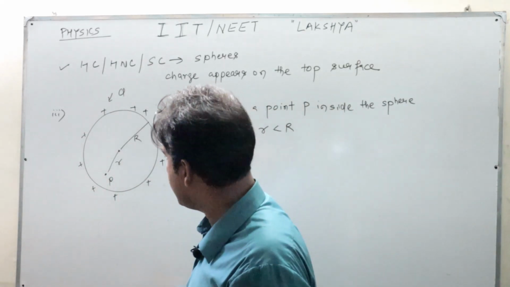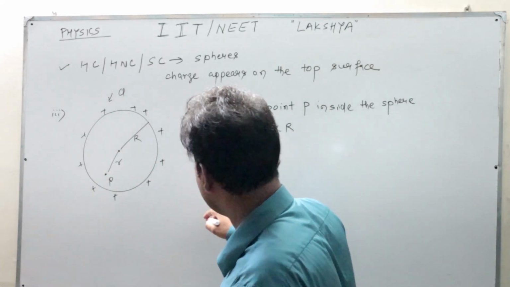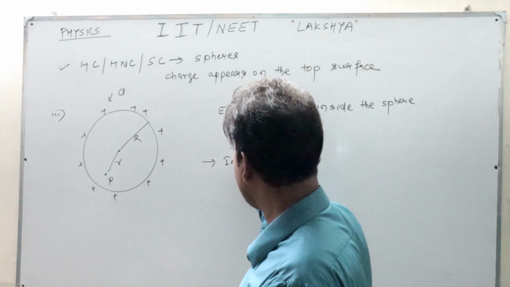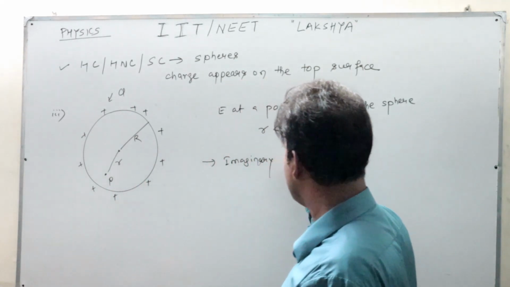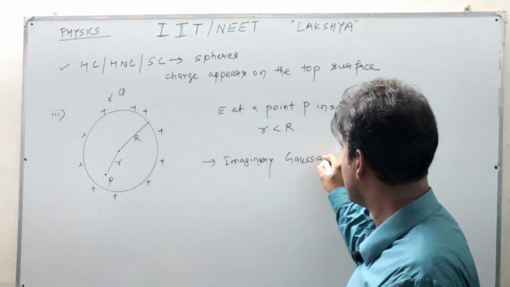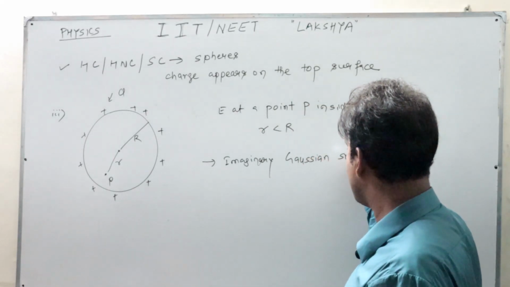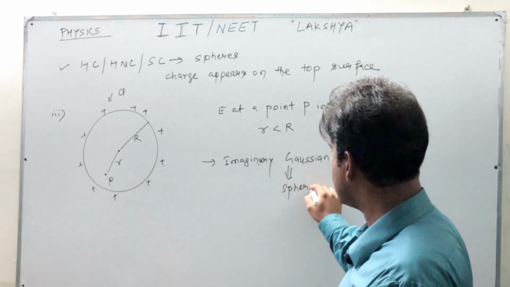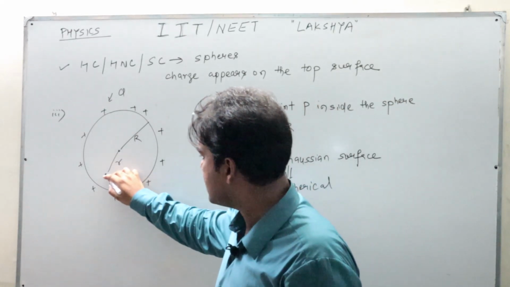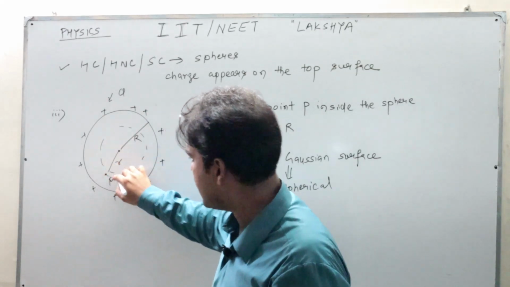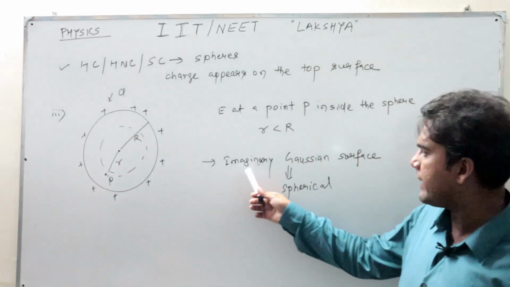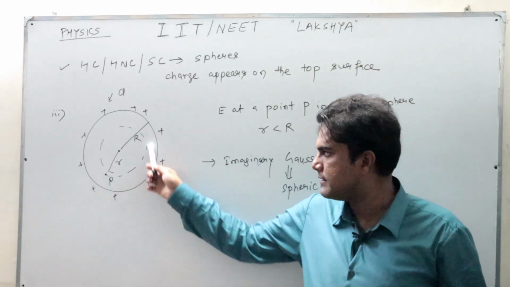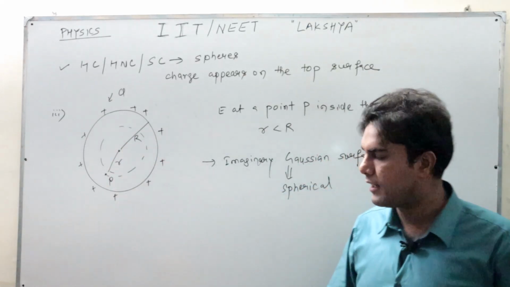So let me do one thing. Let me draw an imaginary Gaussian surface. Obviously that surface would be a spherical surface. This is that spherical surface of radius r. I have taken an imaginary Gaussian surface which is a spherical surface. This is that surface of radius r.